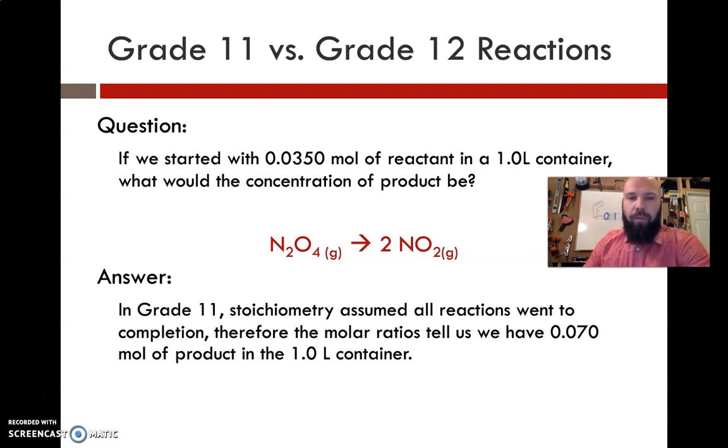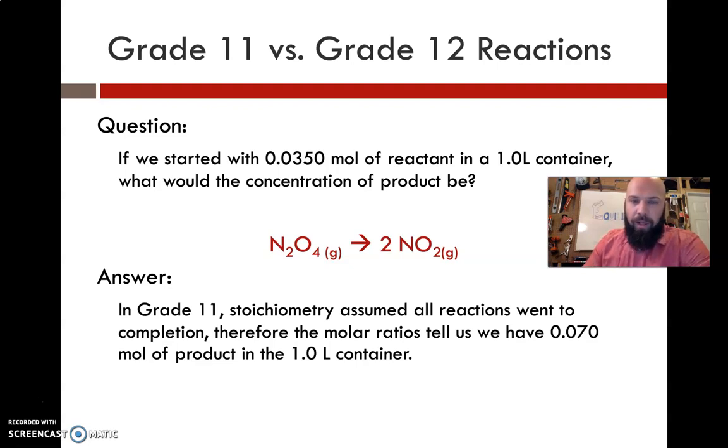If we started with 0.035 moles of our reactant in a 1 liter container, what would the concentration of the product be? Here, because the molar ratio of dinitrogen tetroxide to nitrogen dioxide is 1 to 2, you'd assume that the reaction goes completely as written, with all of the reactant being converted into the product. You multiply the 0.350 moles by 2, and you get that 0.070 moles exist in the 1 liter container.